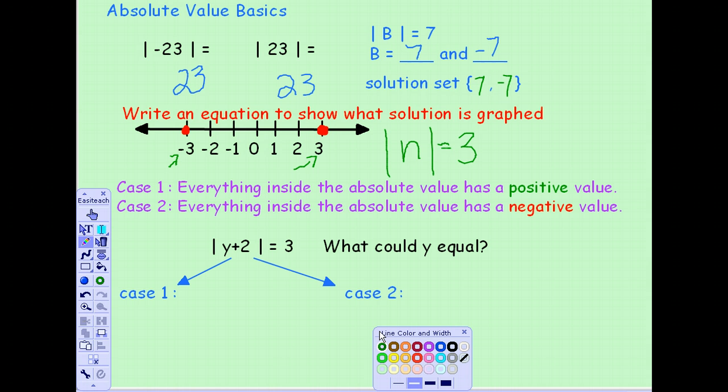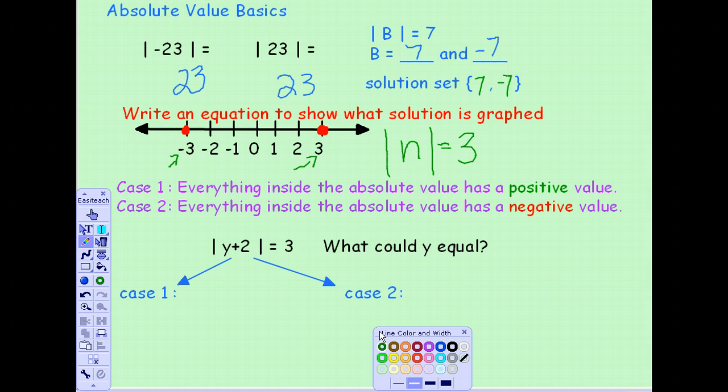When you work with absolute value, there's always two cases. In the first case, everything inside the absolute value symbols has a positive value. Or, just like in the last example, we had +3 was one of the solutions. Or case number 2, everything inside the absolute value has a negative value. In the case before, n equaled -3. So case number 1 and case number 2 have to be considered every time you have an absolute value problem.